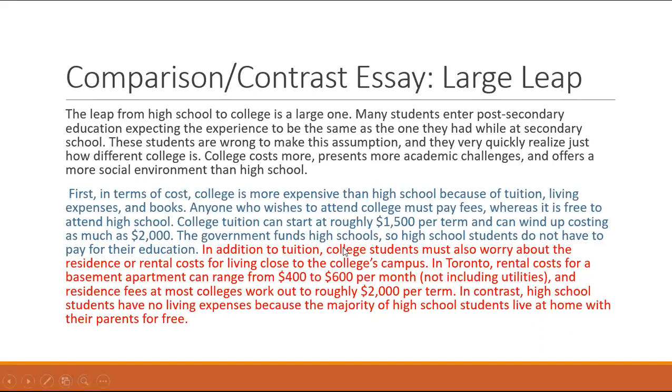In addition to tuition, college students must also worry about the residence or rental cost for living close to the college campus. In Toronto, rental cost for a basement apartment can range from $400 to $600 per month, not including utilities, and residence fees at most colleges work out to roughly $2,000 per term. In contrast, high school students have no living expense because the majority of high school students live at home with their parents for free. See, we have the traits or qualities or characteristics listed in the same paragraph that are related to two subjects. So this is how point by point organization works.